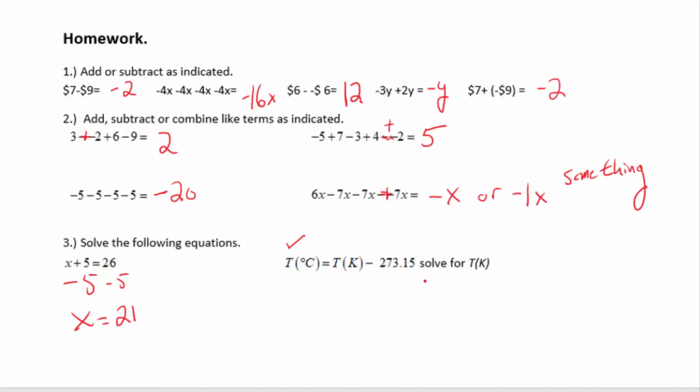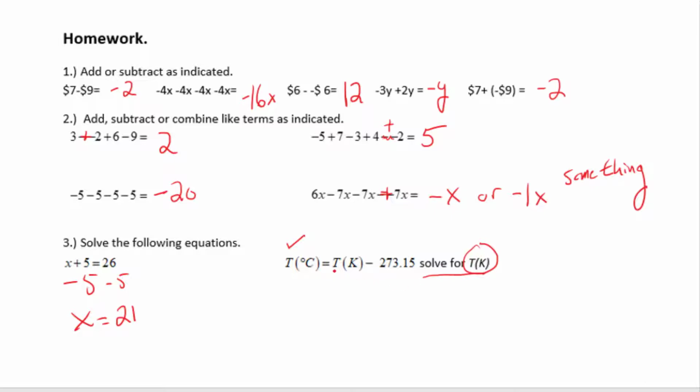When it says solve for t sub k, that means it's like x or y. That's just the way they write it a lot. It's just an introduction to a new way of writing a variable. When it says solve for that, it means put this by itself.